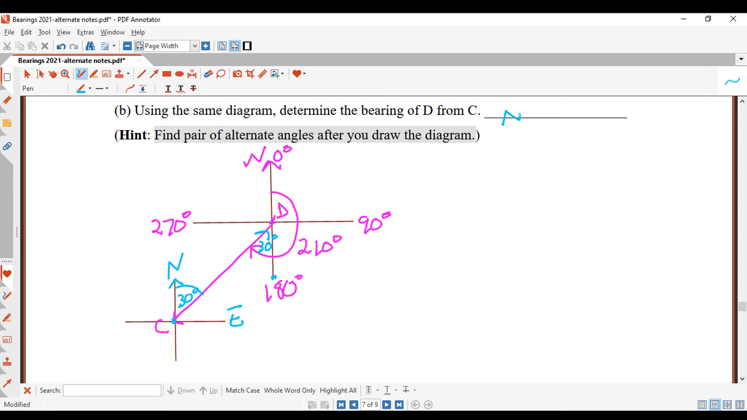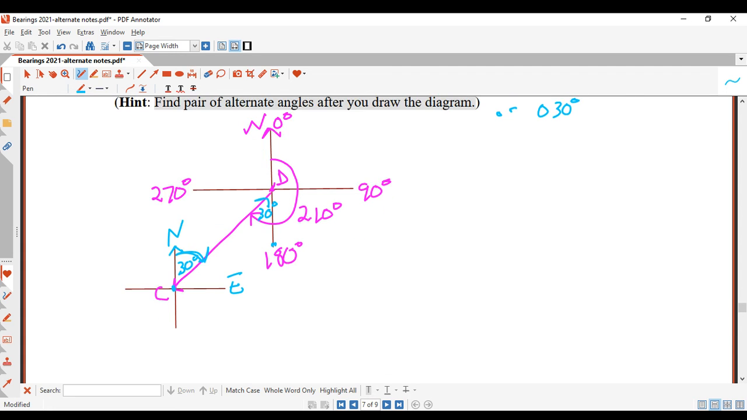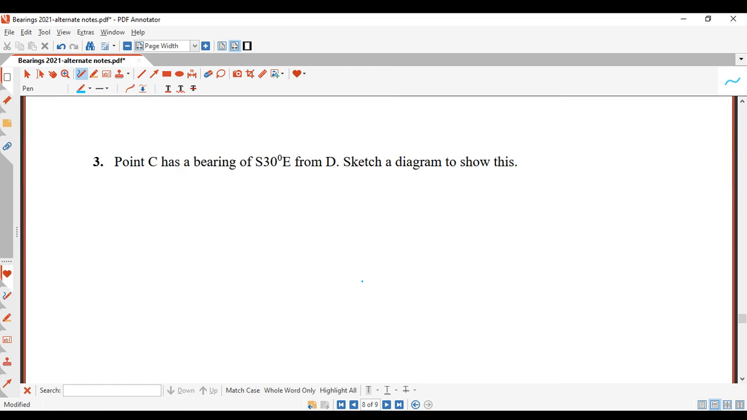So north 30 degrees east, or okay, three-figure bearing would be 0, 3, 0 degrees. The three-figure bearing is the clockwise angle from north as 3 digits. Okay. All right, copy that down and let's have a look at question number 3.